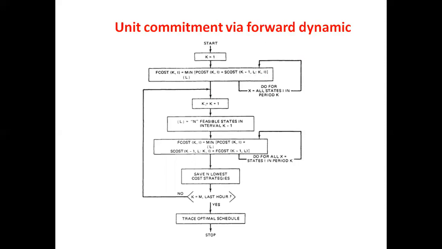Then we come to the next step, k equal to k plus 1, and we find the feasible states in interval k minus 1. Again we calculate the total cost F(k, I), the minimum of the production cost P(k, I) plus the startup, or transition, cost S(k-1, L : k, I) plus the fuel cost of the previous stage, F(k-1, L), and we do it for all states I in period k.